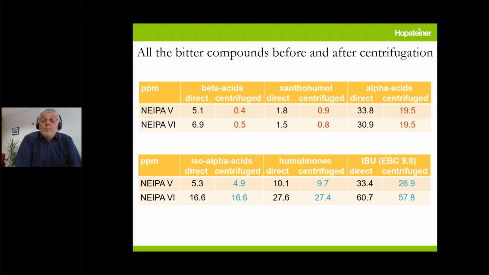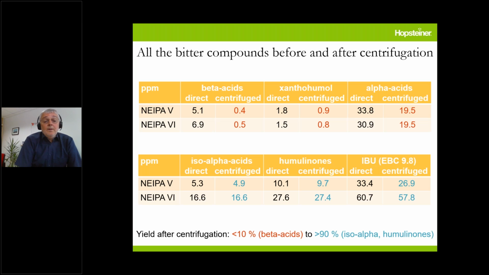And in the end, the international bitter unit goes down after centrifugation, and this is mainly because of the reduction in alpha acids. As I explained before, alpha acids give a contribution to the international bitter units, so the reduction in alpha acids also results in a reduction of the IBU value after centrifugation.